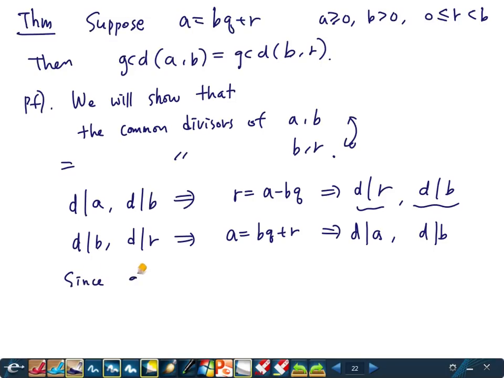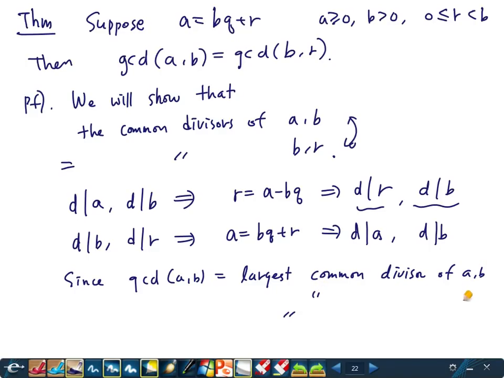Since GCD of A and B is the largest common divisor of A and B, this is the same as what? The GCD of B and R, because they have exactly the same common divisors. This is GCD of B and R. All right? Any questions?